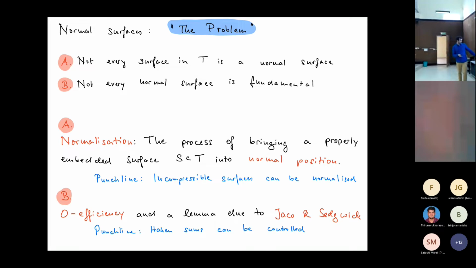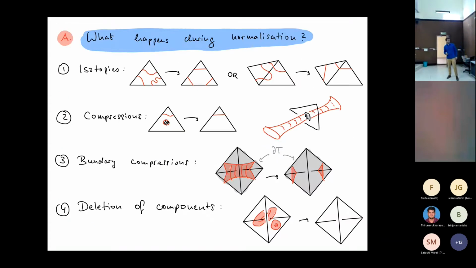Okay, so the punchline here is Haken sums can be controlled if we pick the right triangulation. And the punchline for A would be incompressible surfaces can be normalized. So maybe we can go through that. What happens during normalization? If you intersect your surface with an arbitrary triangle of our triangulation, it could look very wiggly. So we just use isotopies to make it into these straight arcs.